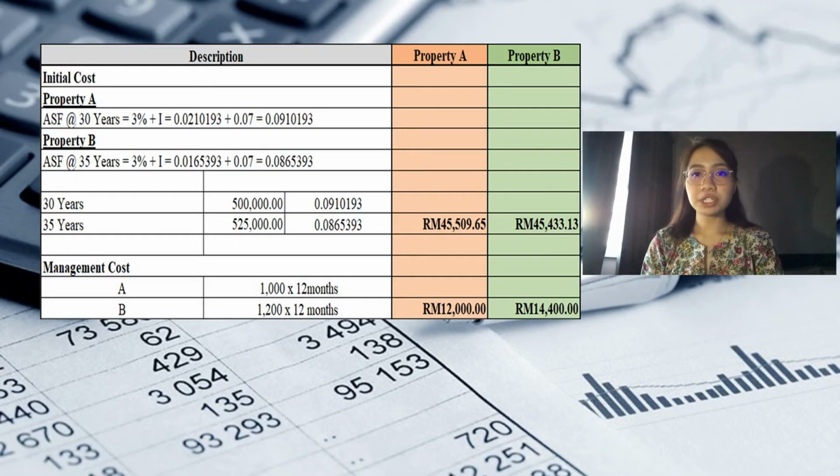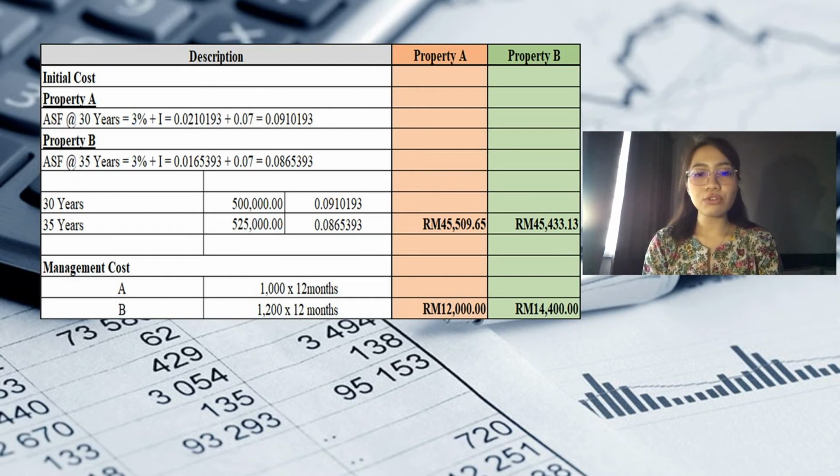The answer for question 2A: in order for us to calculate the total annual equivalent for both alternatives, which is for property A and property B, firstly, we have to find the initial cost. In order for us to find the initial cost, it is very easy because the formula is annual sinking fund, we add up with the interest rate.